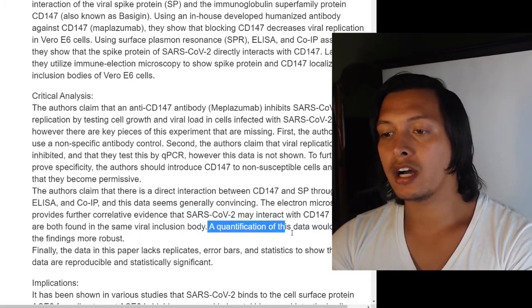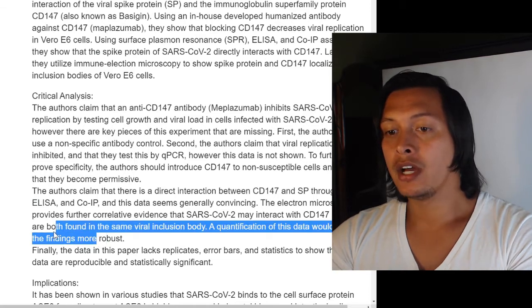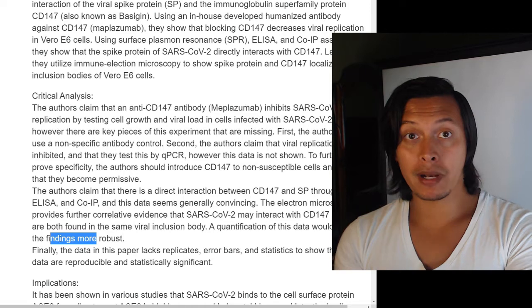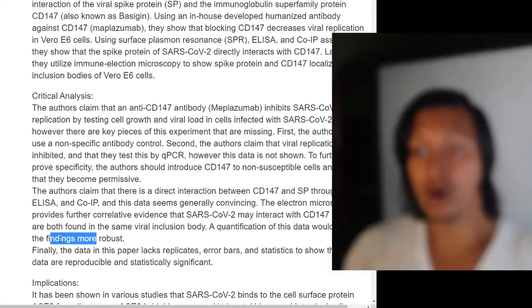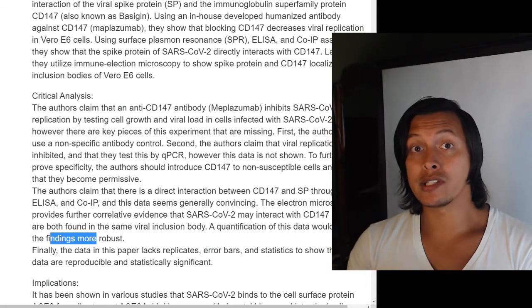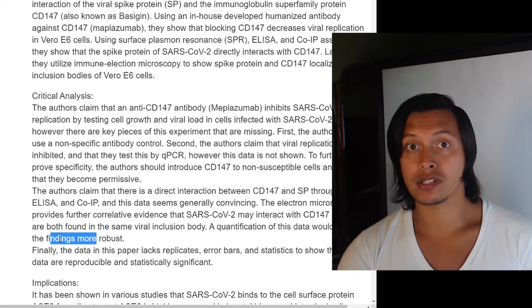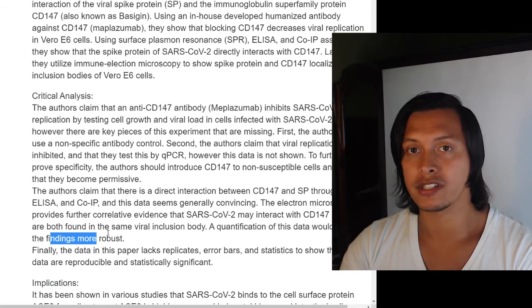So a quantification of this data would make the findings more robust. With the electron microscopy, we could see a co-localization of the spike proteins with the CD147. Granted, it was not quantified. So if we could quantify that and put numbers on it, that might help us a little bit more at least presenting a more convincing argument.